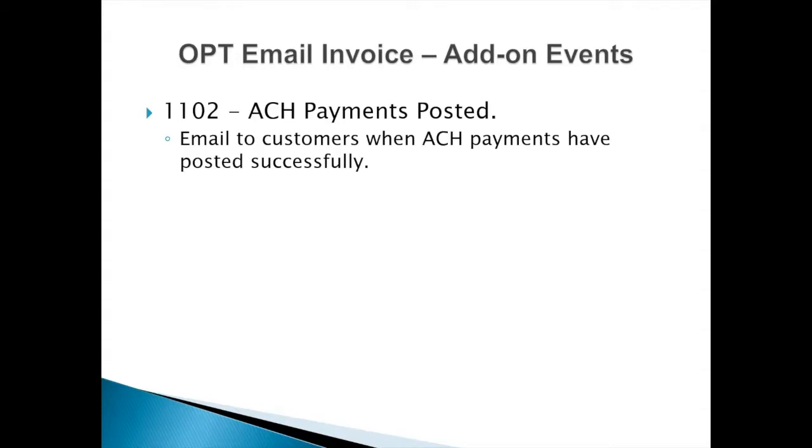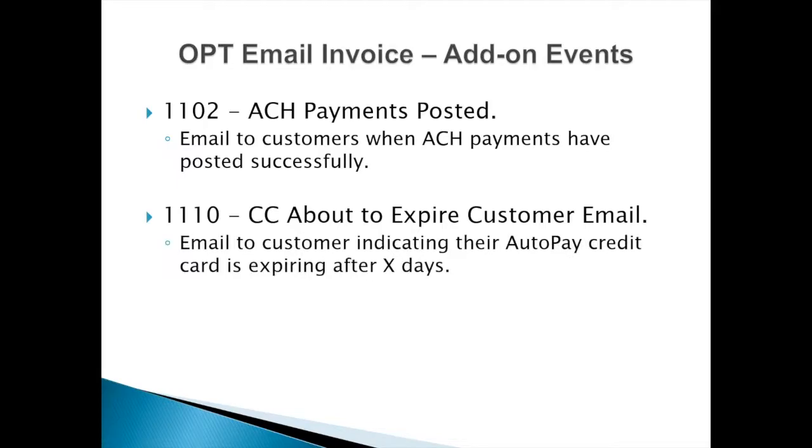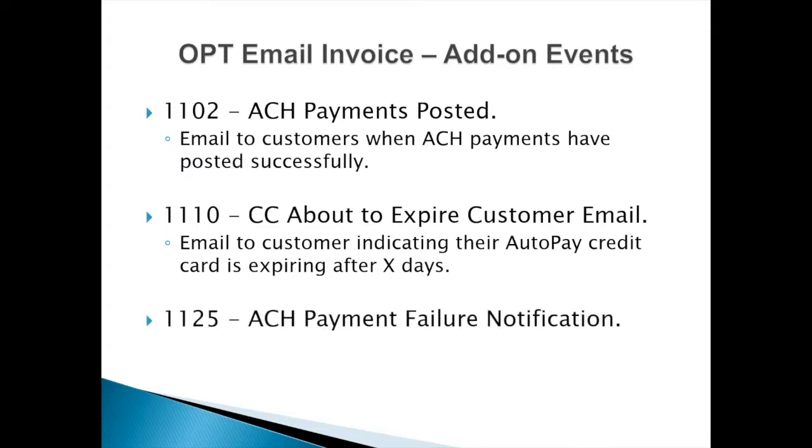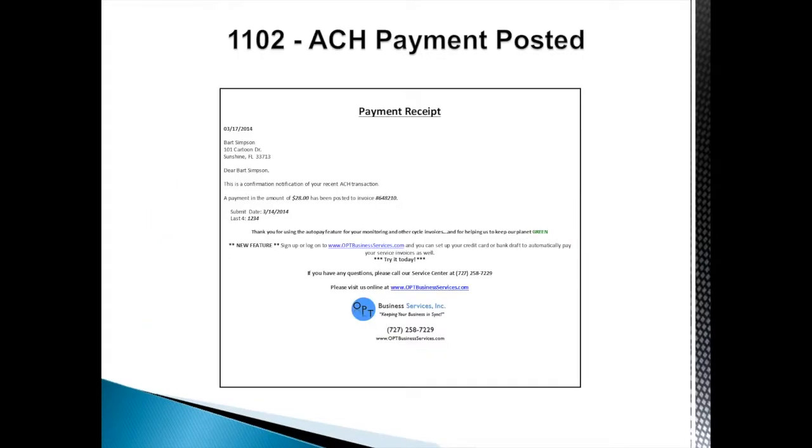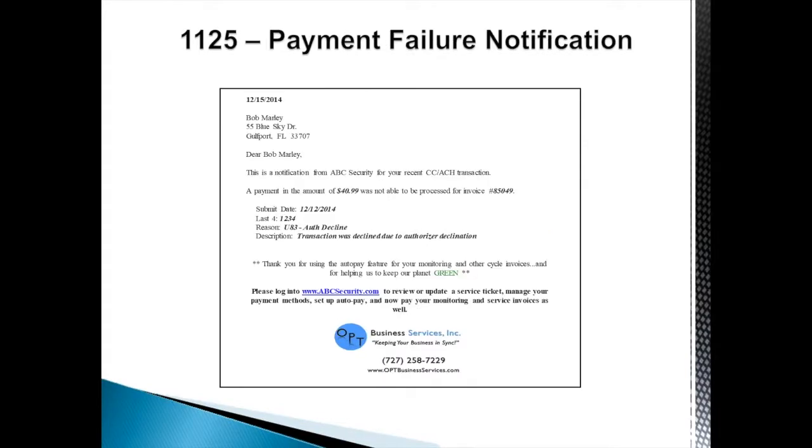Some additional notifications that you could take advantage of through us are ACH payments posted. This will be a listing of all the payments that have actually posted to the customer, kind of as a receipt or a confirmation. We can do an internal or an external notification about credit cards about to expire. So if you want to send a list internally, or send it to the customer saying their card is going to expire, we can set up that notification. And if the payment does fail, we can set up a failure message to the customer with instructions on how to rectify the payment. Here's an example of that payment receipt and a payment failure.